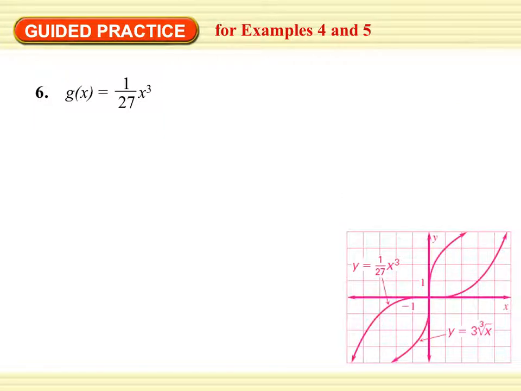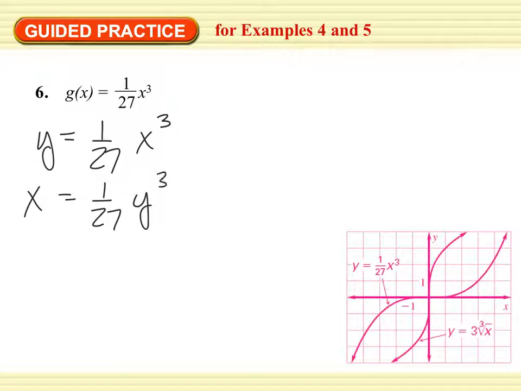Okay, we have g of x equals 1/27th x to the 3rd, y, so sorry. I get ahead of myself sometimes. Y equals 1/27 x to the 3rd, change my variables, 1/27 y to the 3rd, multiply both sides by 27, cancels those out. I have 27x equals y cubed.